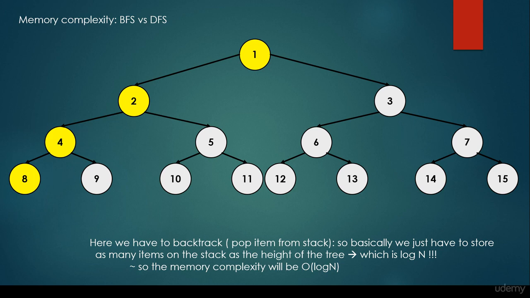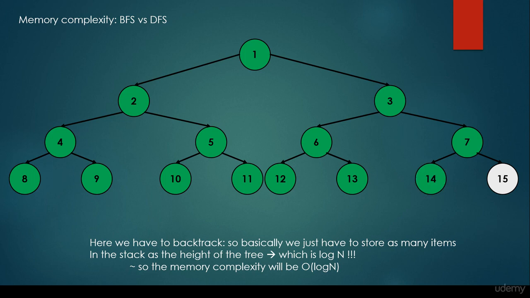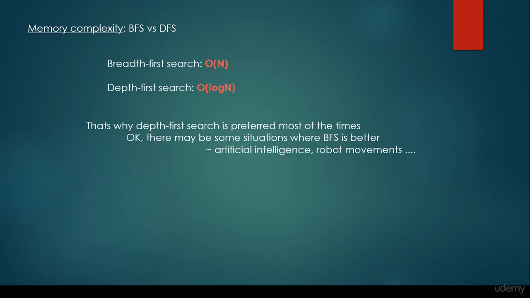And basically, just to summarize again, if we continue the depth-first search on this given graph, then it's going to be the 9, then the 5, then the 10, then we backtrack again and visit the right child of 5, then we visit the right child of 1, then we visit 6, 12, 13, 7, 14 and 15 in the end. So just to summarize again, the memory complexity was the difference between breadth-first search and depth-first search.